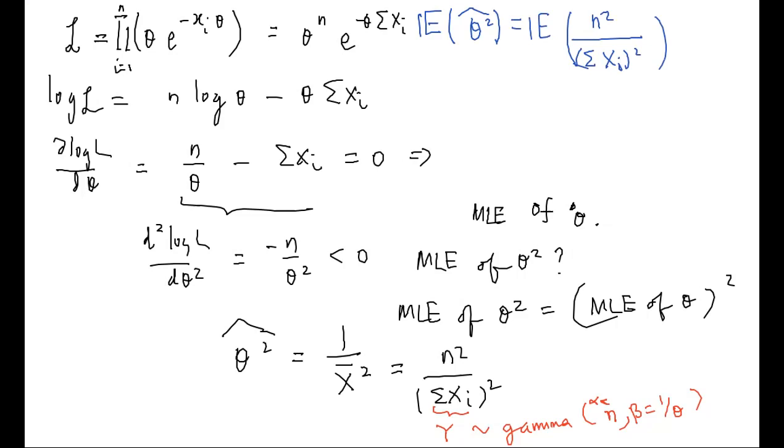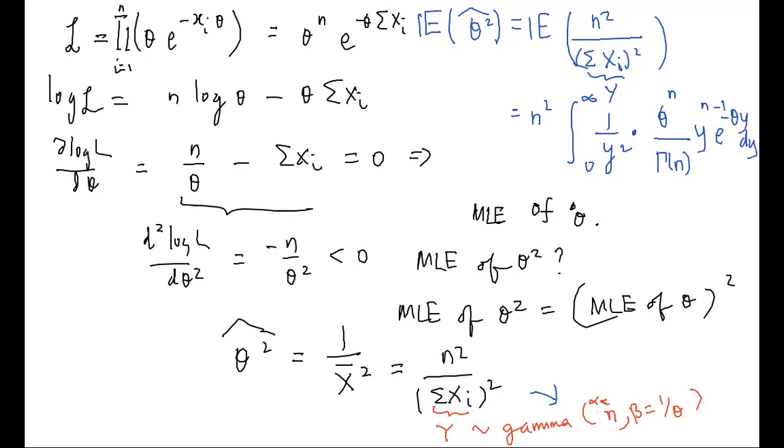So this is my y, right? So basically this is n square times the integral from 0 to infinity of 1 over y squared, because I represented the sum with y, and y is actually gamma. So you multiply it by that, and you get theta to the power of n over gamma n, y to the n minus 1, e to the minus theta y, dy.